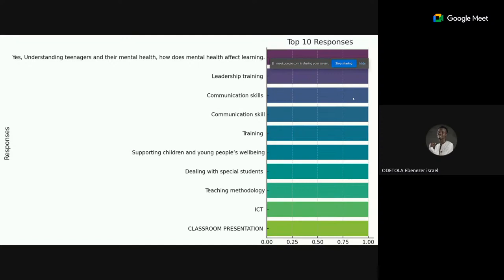Understanding of teenagers and their mental health. How does mental health affect learning? This is actually part of the thing a lot of secondary school students are facing.